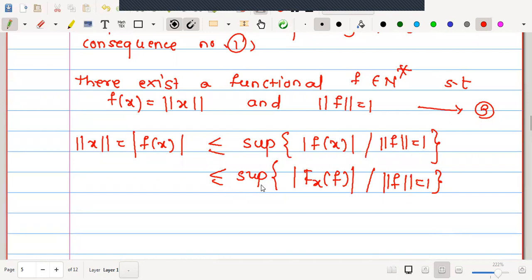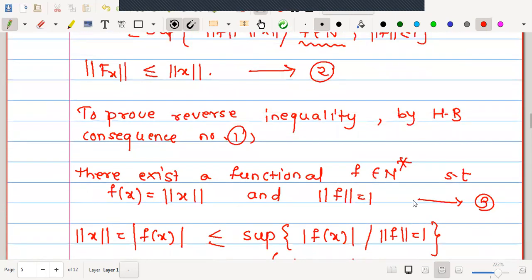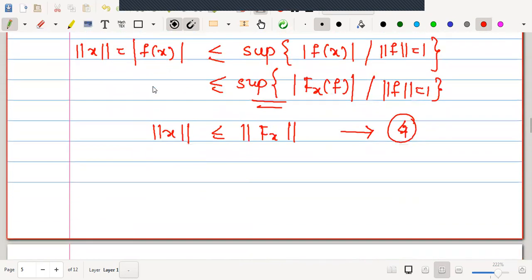And here we know this right side is nothing but norm of fx. Therefore we have proved norm fx is greater than or equal to norm of x. Let me call this statement number 4. In 2 we have proved norm fx is less than or equal to norm x. Now in 4 we have proved norm fx is greater than or equal to norm x.